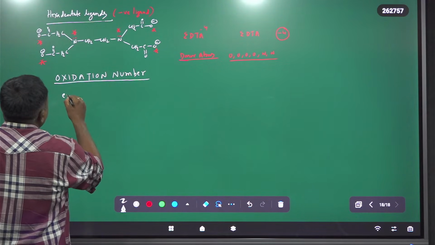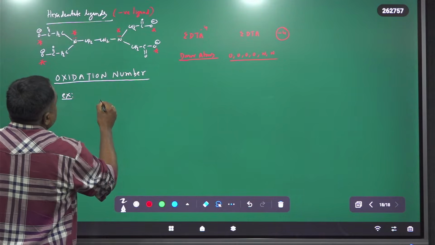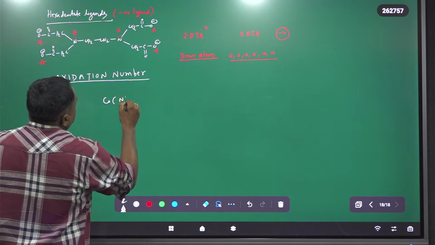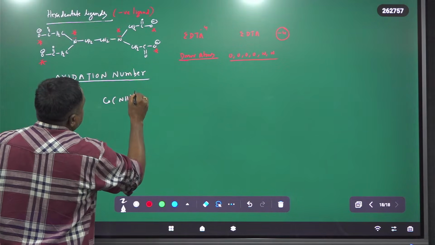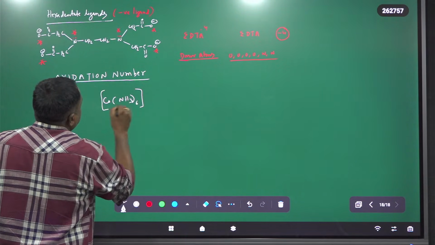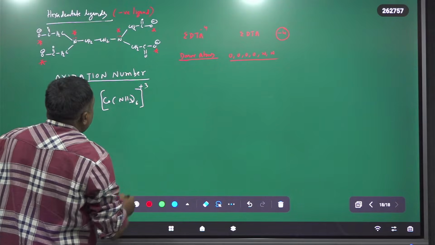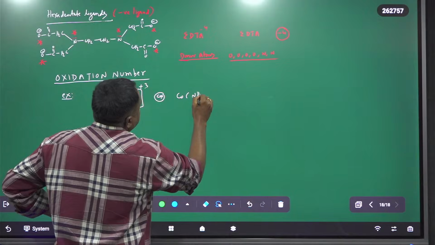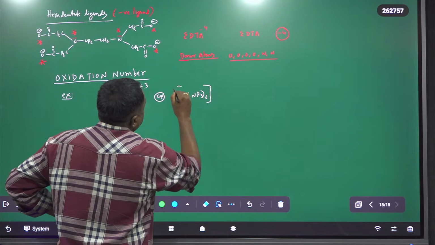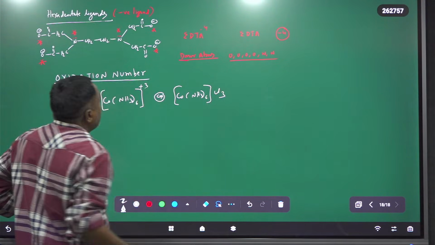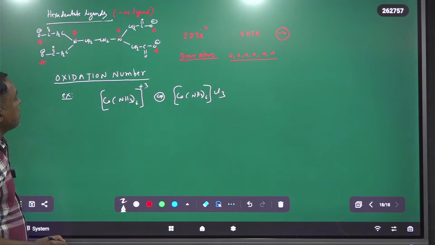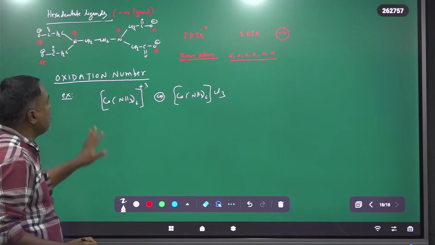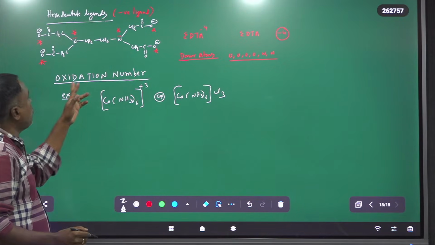For example, suppose you take [Co(NH3)6]3+, or this can also be [Co(NH3)6]Cl3. So, what will be the oxidation number of the central atom now? Here Co is the central atom, and here also Co is the central atom, both are the same now. So, what is oxidation number?